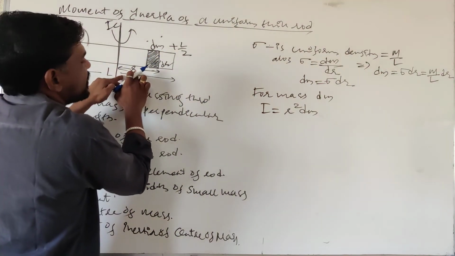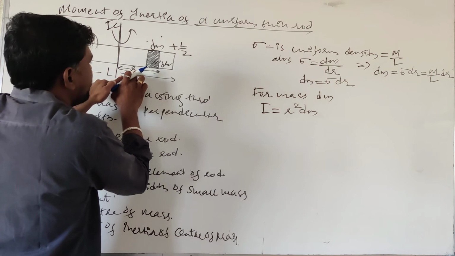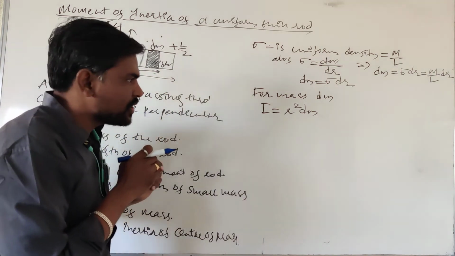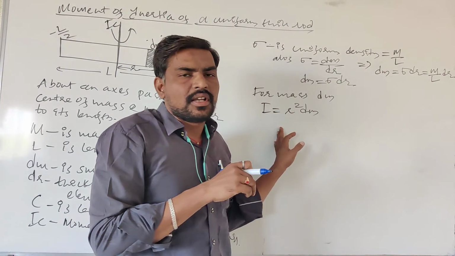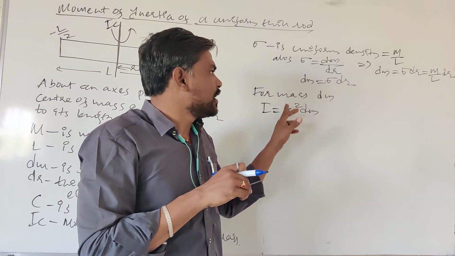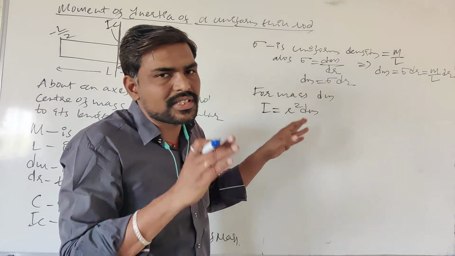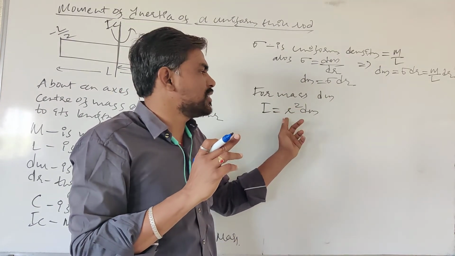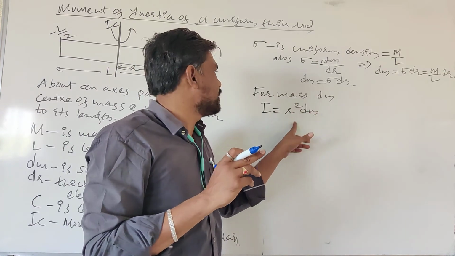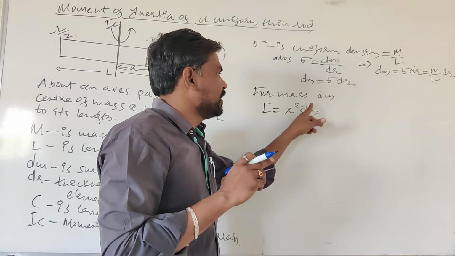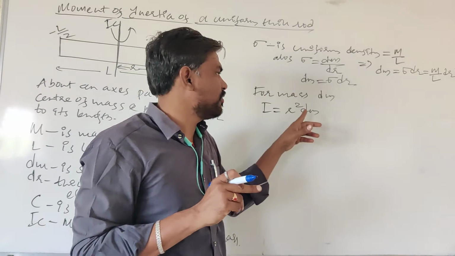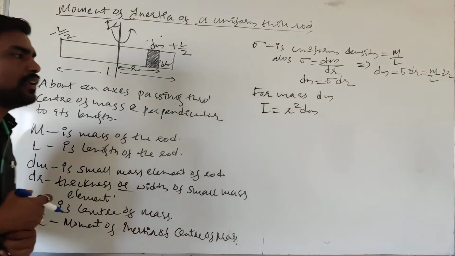how much is the distance? R. So what is our moment of inertia? Moment of inertia is the product of mass into the square of the distance between the mass and that axis, right? So the distance is R, so it is R square. This is the small amount of mass, so this is R square dm.